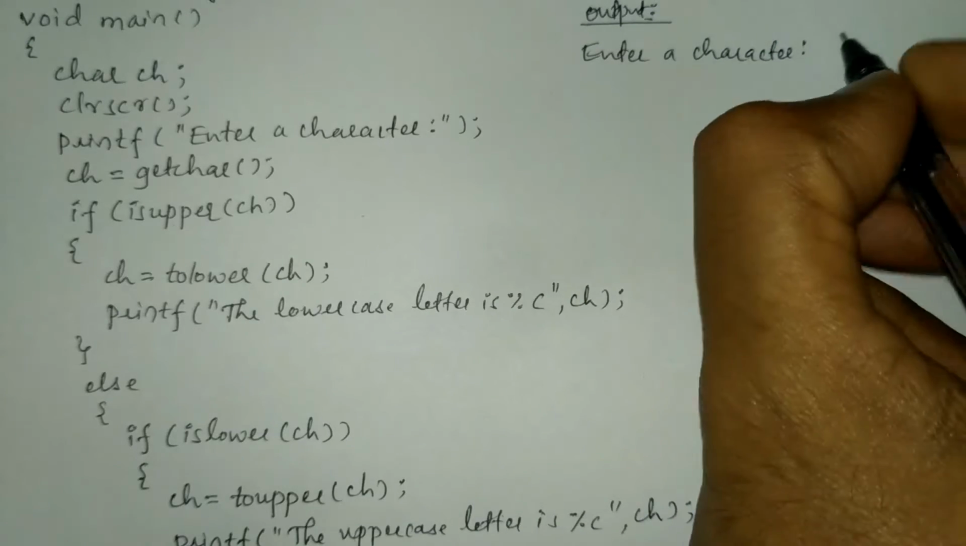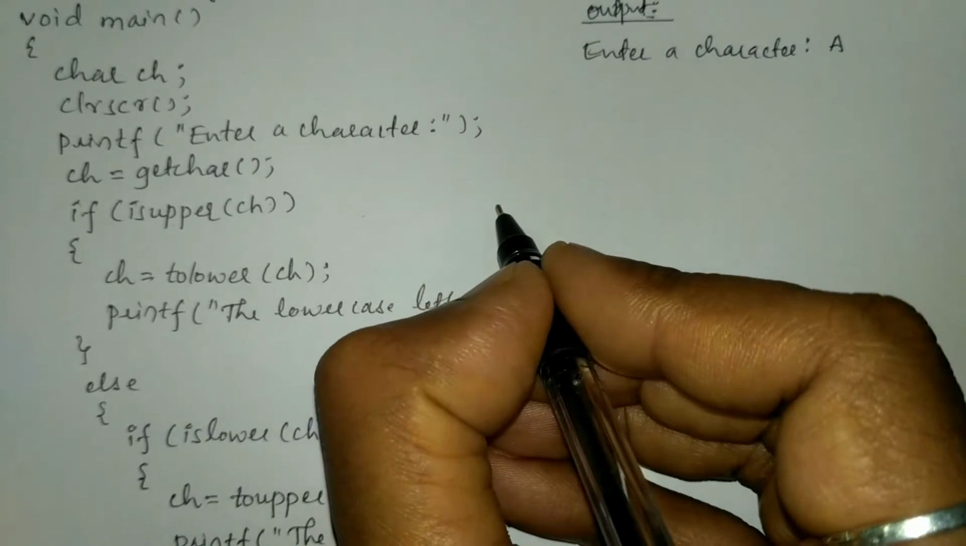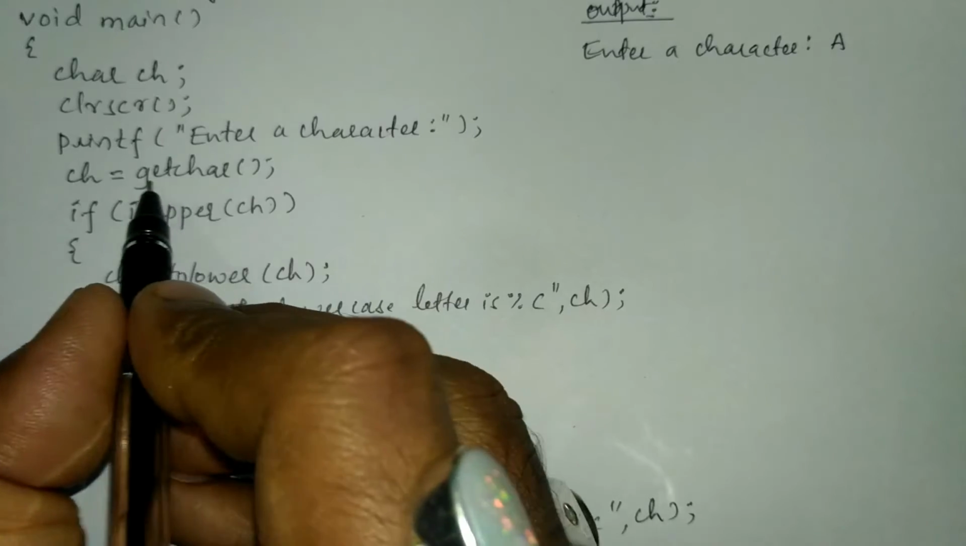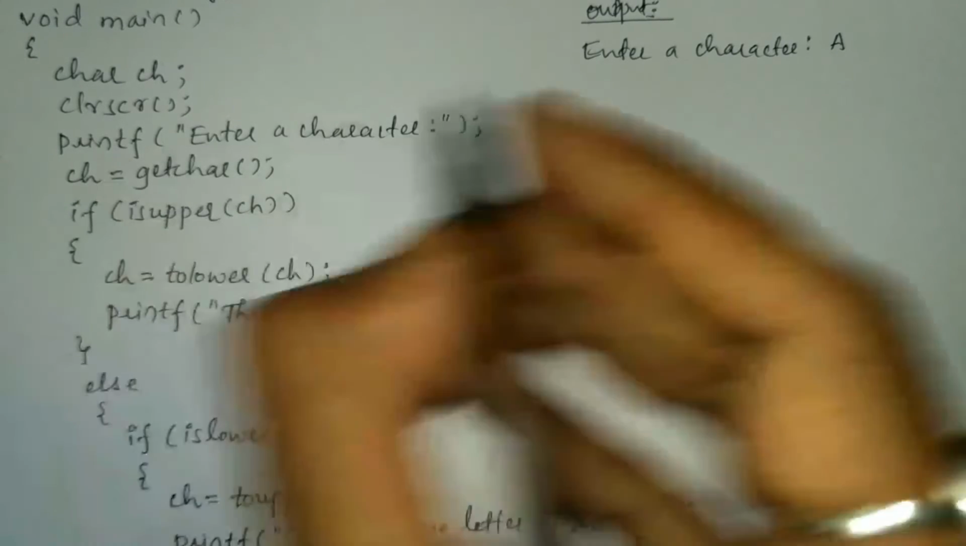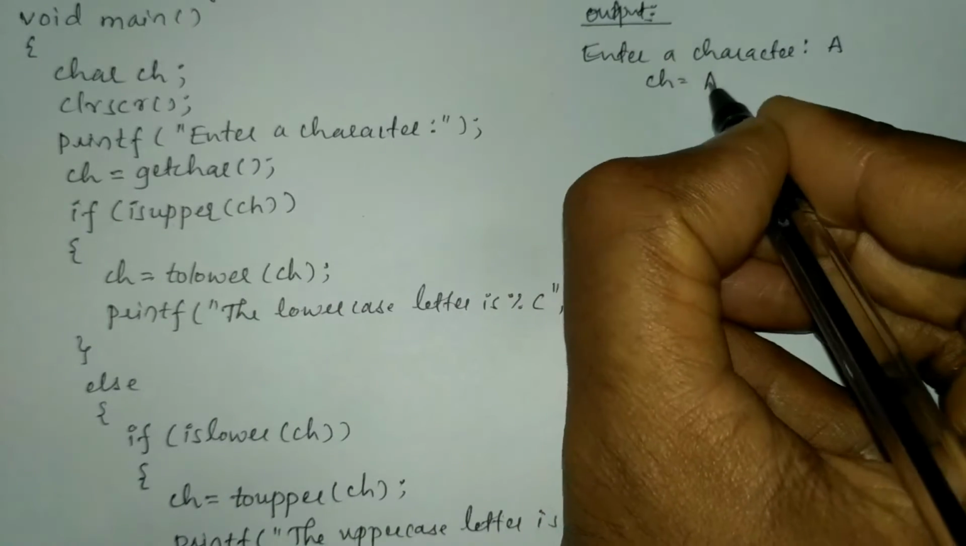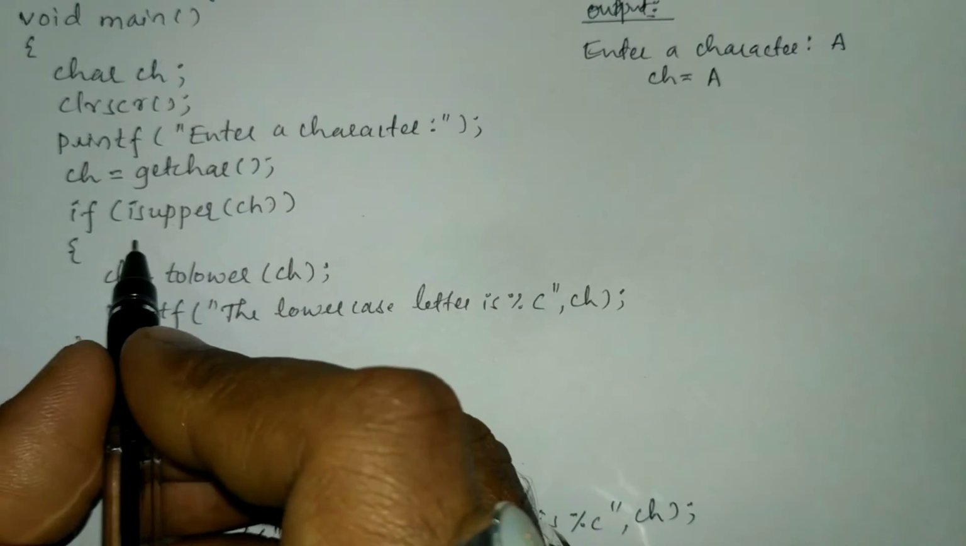For example, I'm going to enter capital A. Yes, so this is stored in ch. I'll write ch is equal to A. So it is a character stored in ch.